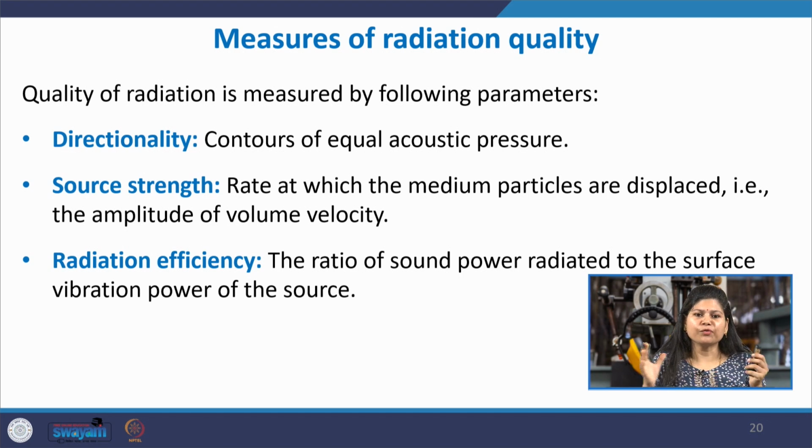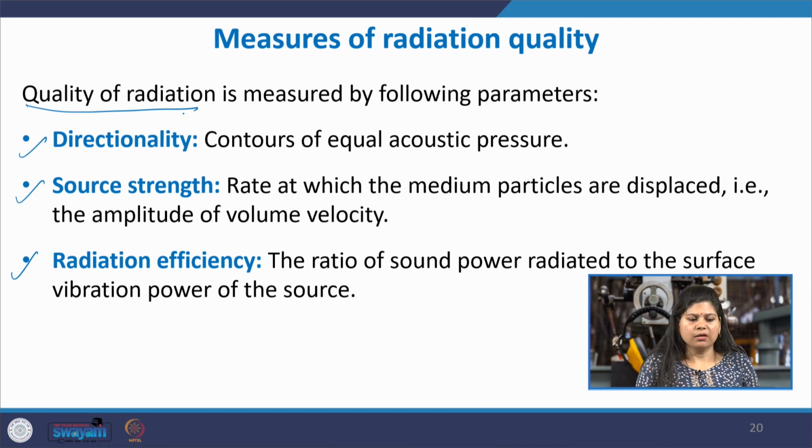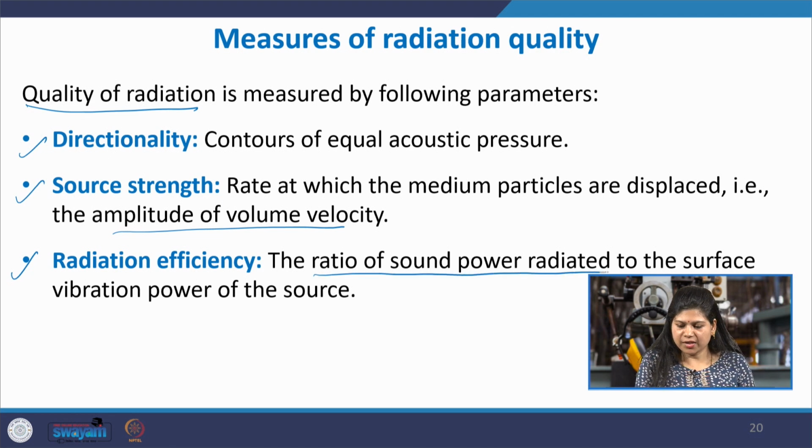How do you differentiate the radiation pattern of these sources? You can differentiate it using these three factors. So the quality of radiation can be differentiated using this. The first is the directionality, which is the contour of equal acoustic pressure. Then the source strength, which is the rate at which the medium particles are being displaced. The rate at which they are being displaced is simply the rate at which a volume of the medium particle is being displaced. That could be a way to put it. Then radiation efficiency, which is the ratio of sound power radiated to the surface vibration power of the source.